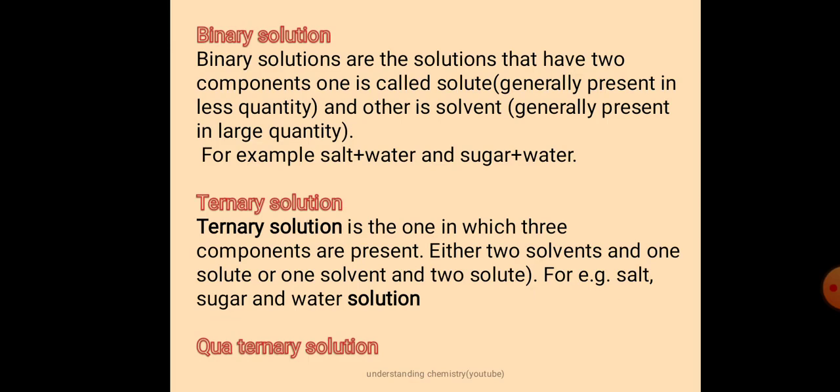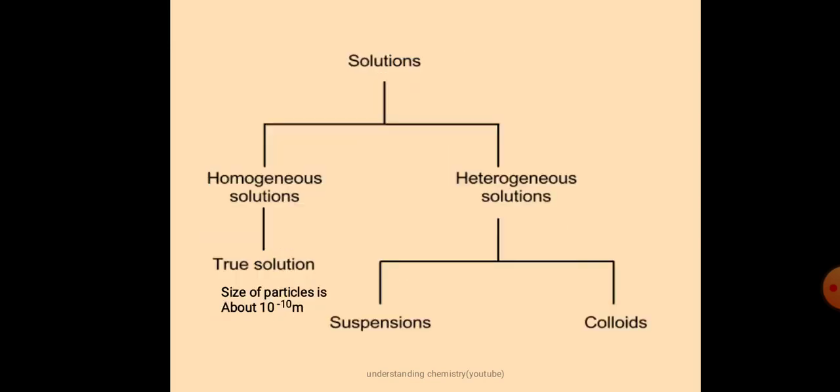Ternary solution is a solution which has three components. For example, it may be salt, sugar and water. It may be two solvents and one solid, or two solids and one solvent. Whatever it is, it is called a ternary solution. Quaternary solution means it will have four components. So, it goes on like that.